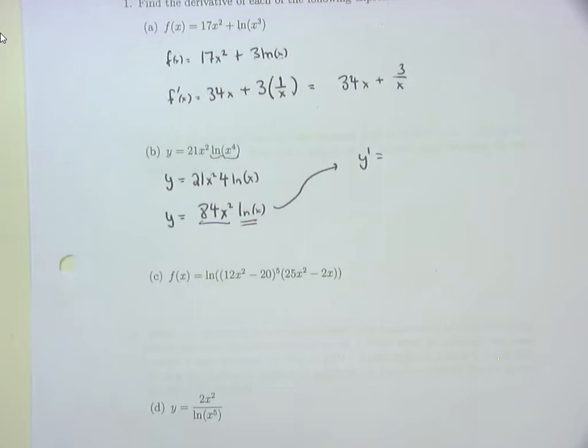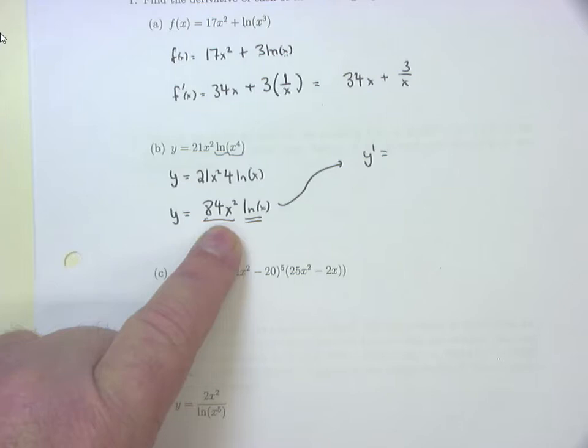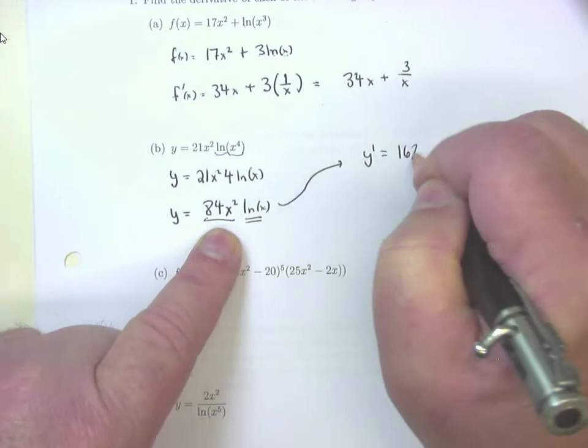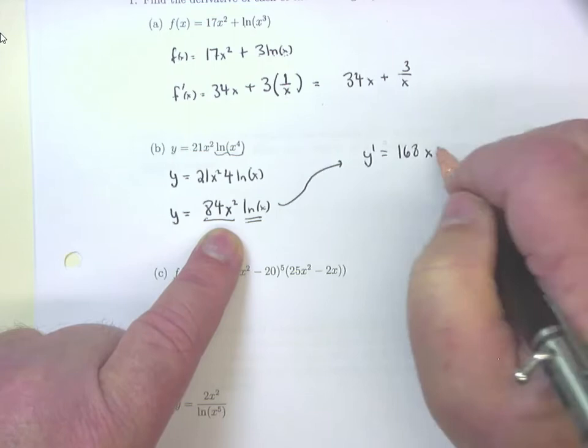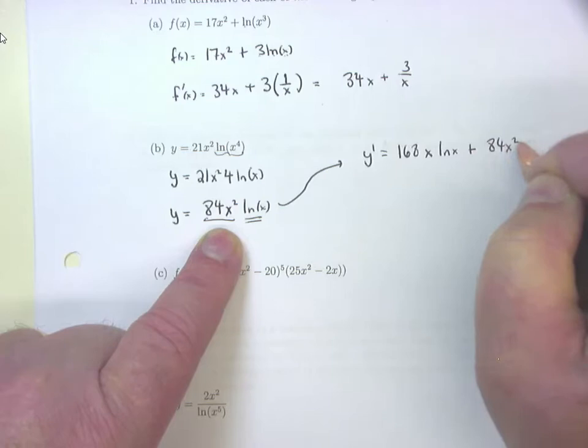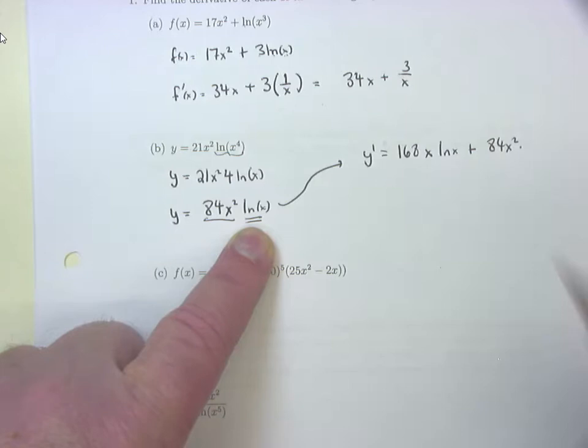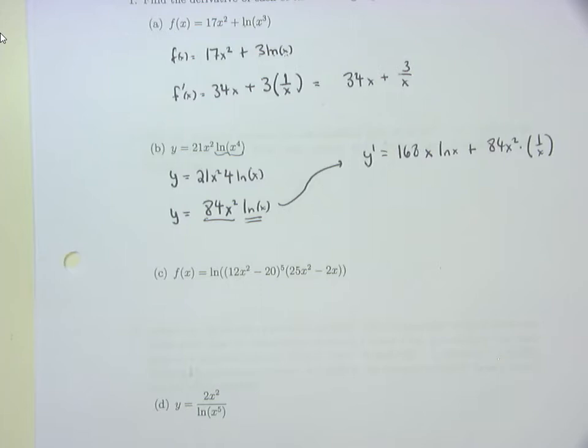Derivative of the first, derivative of 84x squared. Well, 2 times 84 is 168. 168x. Derivative of 84x squared is 168x. Derivative of the first times the second, natural log of x, plus the first, 84x squared, times derivative of the second. Well, that makes it easy when you clean it up. What's derivative of natural log of x? 1 over x. And officially, this is my answer.